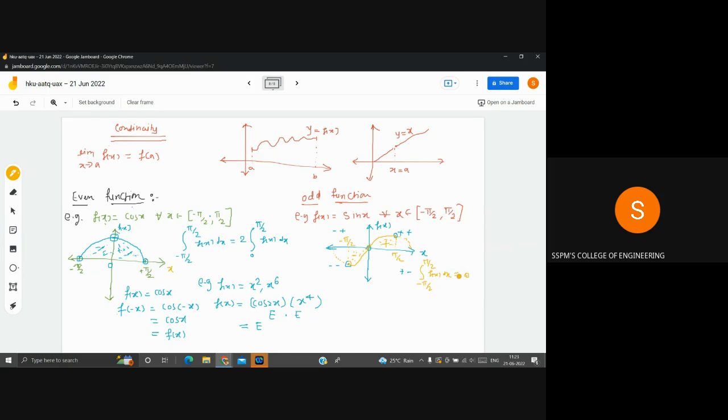एरिया क्या मिल रहा है आप लोगों को? 0 मिल रहा है. Their graph is symmetrical to origin but not symmetrical to x or f of x axis, but in this case their area will be 0. When area is 0, their function is odd.